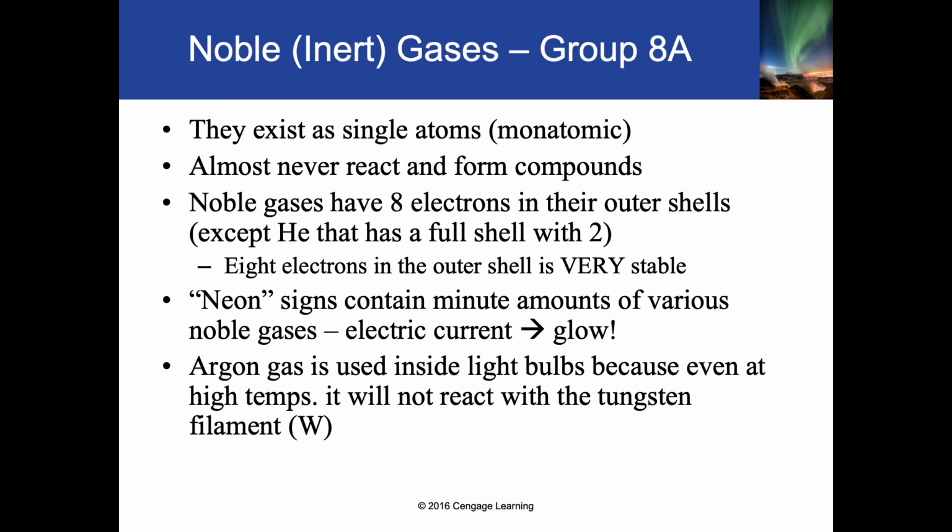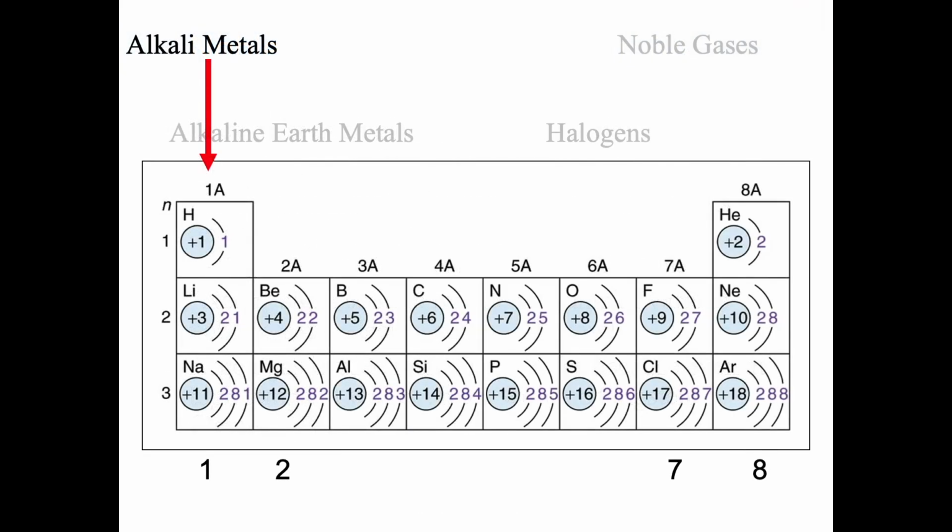Oh, argon gas inside light bulbs, right. So just to go through this one more time, remember that the alkali metals are here in group 1, and they all have 1 electron in their outer shell, and they're just dying to give up that electron. Please, please, chlorine, please come take my electron. I don't need it. I really don't need it.